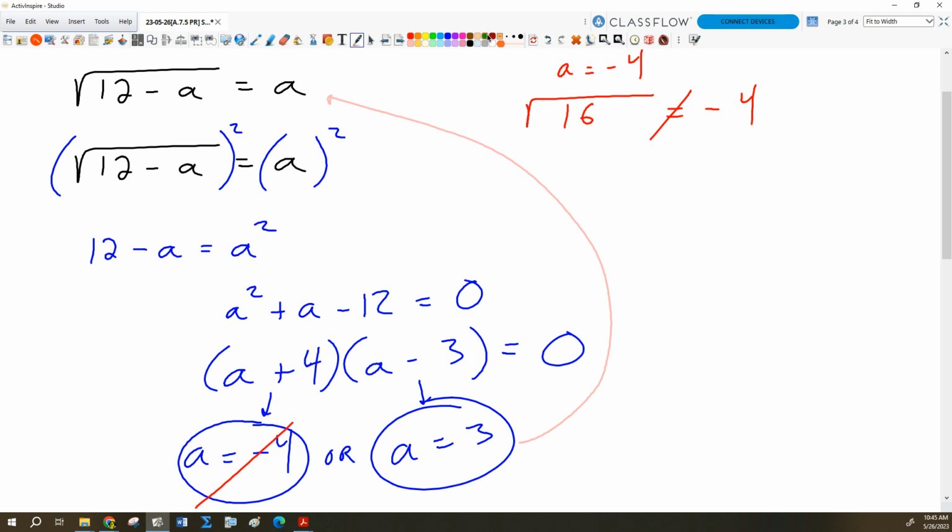Let's check the solution a equals 3. It might be extraneous too. That happens. So let's check it and see. We get square root of 12 minus a, which is 3, gives us what? Square root of 9 equals a, which is 3. Is that true? That is true. So this guy is good. Okay, makes sense?